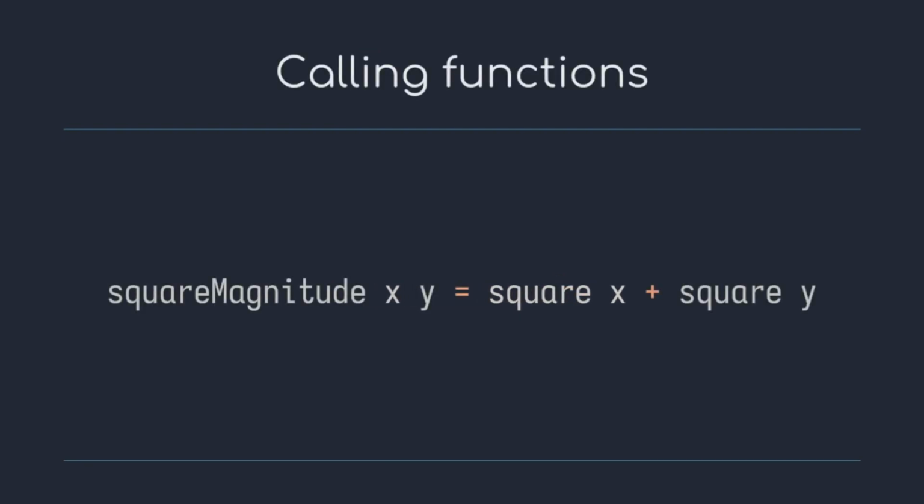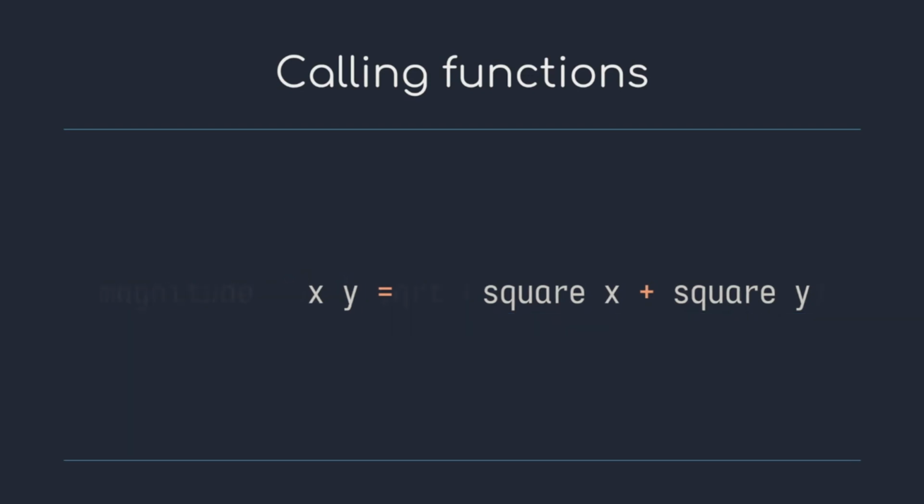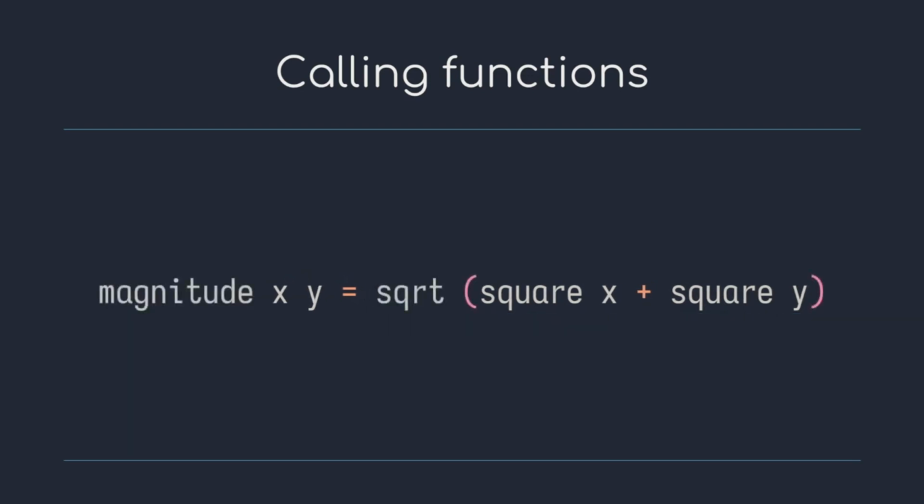Calling a function is similar to defining one. We once again use spaces to separate the arguments and function name from each other. This doesn't mean we never need to use parentheses though. If the argument you want to pass is an expression containing spaces, you need to enclose it in parentheses like this.